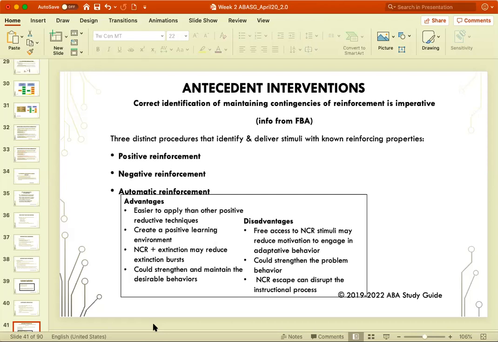Have any of you guys ever used an NCR escape procedure, or is there anything you'd like to add about NCR?